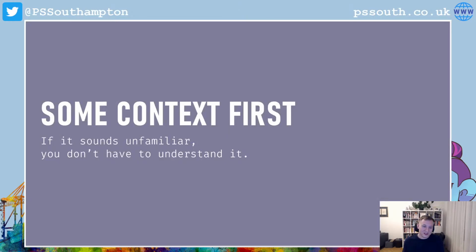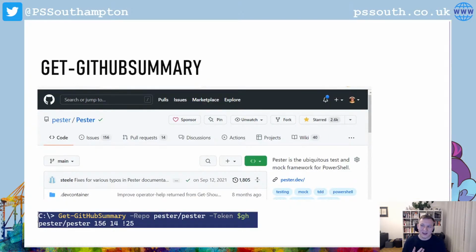So here is some context first. I'm pretty sure almost everybody will be familiar with what I will show you because it's GitHub. But if it sounds unfamiliar, you don't have to really understand what I'm saying. It's just about translating some data into some numbers that will print on the screen. The module is pretty simple. So this is my example.